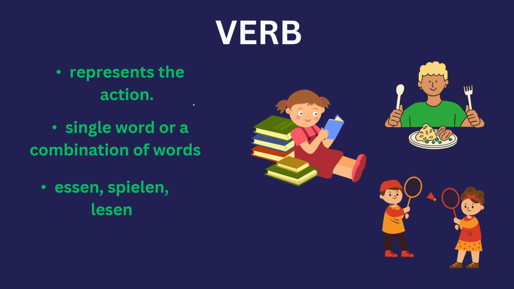Now let's move on to the verb. Verb, as we all know, is the action word in the sentence. It basically describes what the subject is doing. So verbs can be of single word or a combination of words. We'll see some examples.